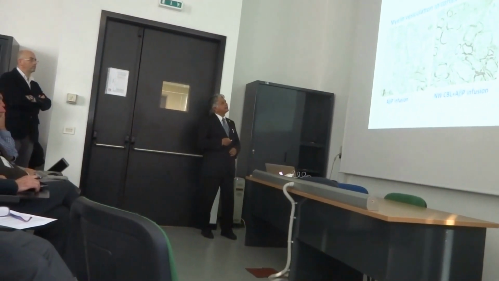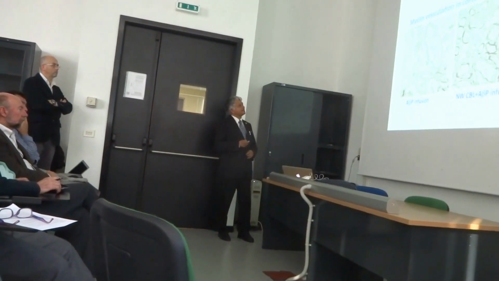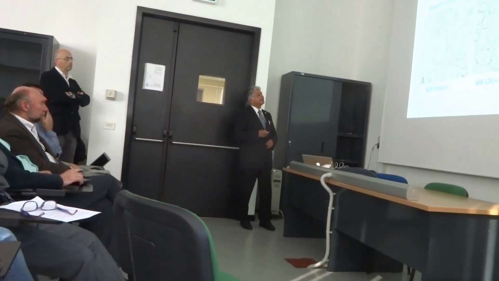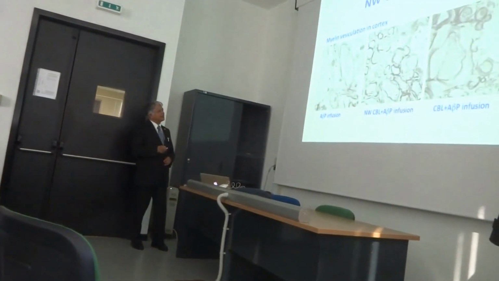Cerebrolysin here is given nanowired, and here is normal cerebrolysin. This picture is definitely better than this one. We have still some myelin preservation here, but in this case we have a large number of myelinated fibers preserved. Of course, there are damages too.